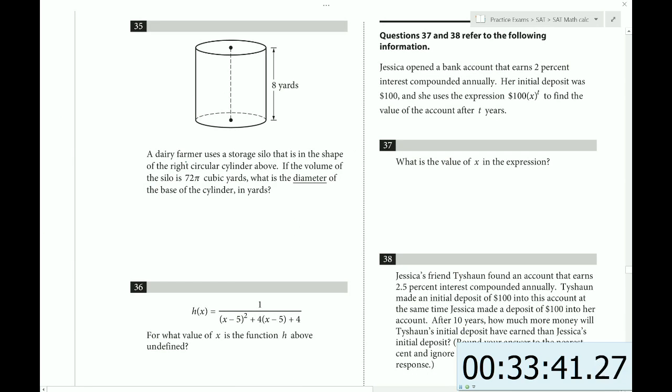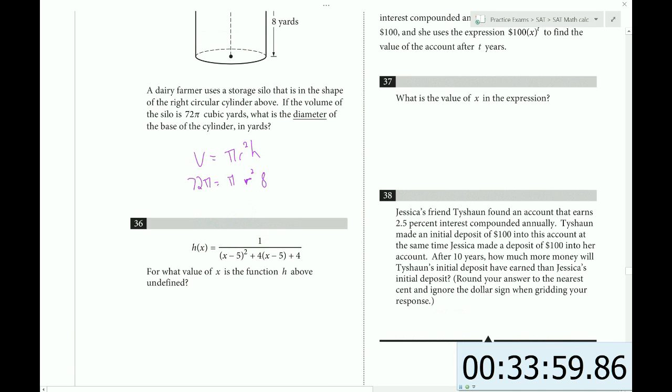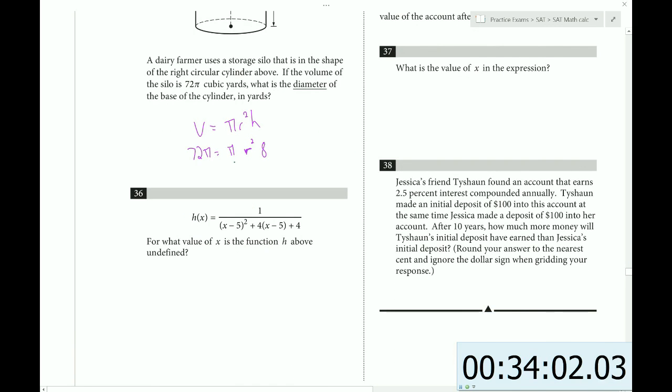A dairy farmer uses a storage silo that is in the shape of a right circular cylinder above. If the volume of a circular cylinder is pi r squared h, the volume is 72 pi, so we could plug that in for V. And we could plug in the height being 8. And we have here r squared. We have to find the diameter. So we could start by finding the radius. So we divide by 8 pi on both sides.